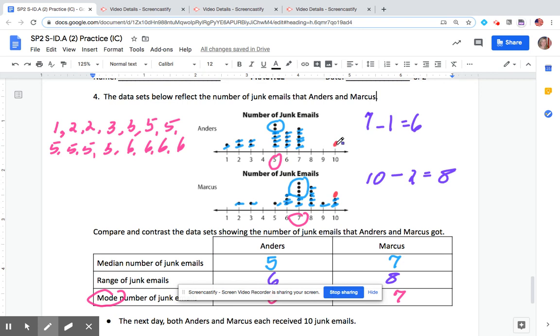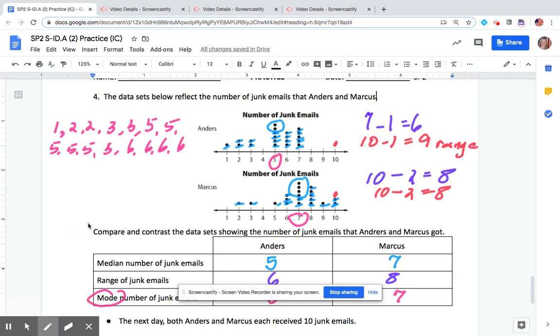Yeah, it affected Anders's range, right? It went from a range of 6, from 7 to 1, to a range of 9, from 10 to 1. So Anders's range was affected. But Marcus's range was not affected. It stayed as 8. Neither mode was affected, but really this question is asking me about the median.